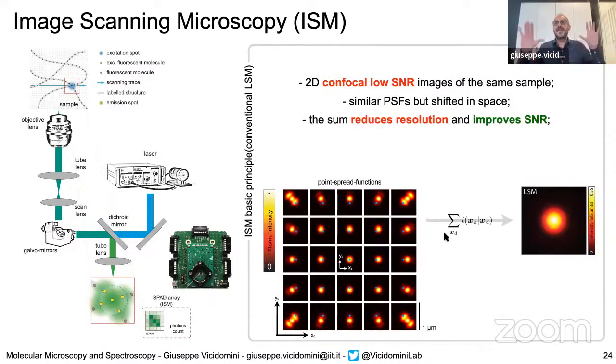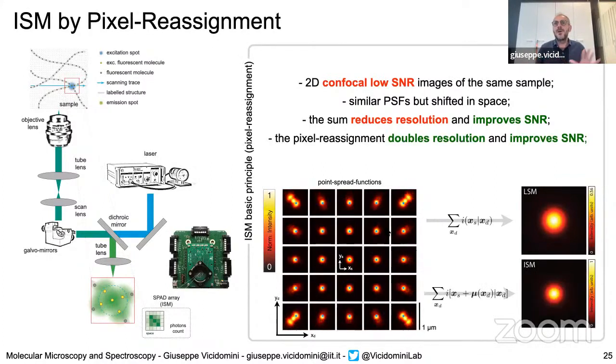So if I simply take these 25 images and sum them all together, then I'm doing something really stupid, because I'm discarding the spatial information that in principle my detector array is able to provide me. But since these images are very similar, but simply shifted with respect to each other, what I can do is simply shift back, co-register all the images, a process that is called pixel reassignment, and then sum them up.